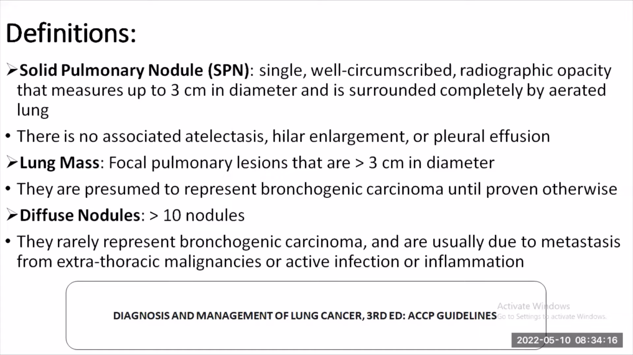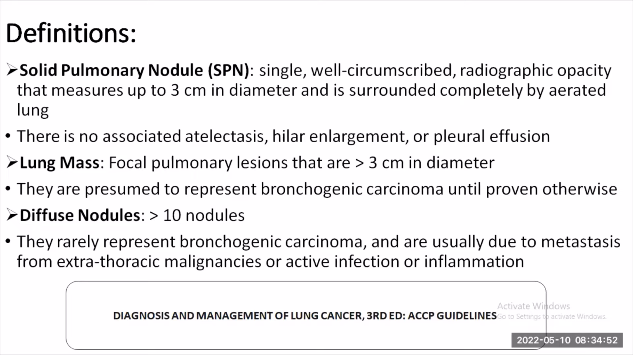There are some definitions which were given by ACCP, American College of Chest Physicians. They have defined these, and these are basically CT scan findings. A solid pulmonary nodule is a single well-circumscribed radiographic opacity that measures up to 3 centimeters in diameter, completely surrounded by aerated lung, with no associated atelectasis, hilar enlargement, or pleural effusion. A lung mass is a focal pulmonary lesion that is more than 3 centimeters in diameter. They are presumed to represent bronchogenic carcinoma until proven otherwise.